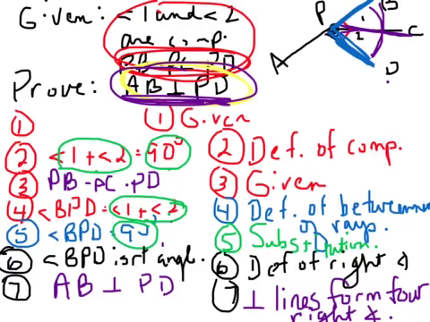We can't take it for granted that BPD is angle 1 plus angle 2. We have to actually say that that's true because those rays are between. And then BPD is 90 degrees because angle 1 plus angle 2 is 90 degrees. Therefore, it's a right angle. Therefore, the lines are perpendicular. That's the logic you kind of have to go through here. It's not taking anything for granted and explicitly stating everything that we know about the fact that two angles are complementary.